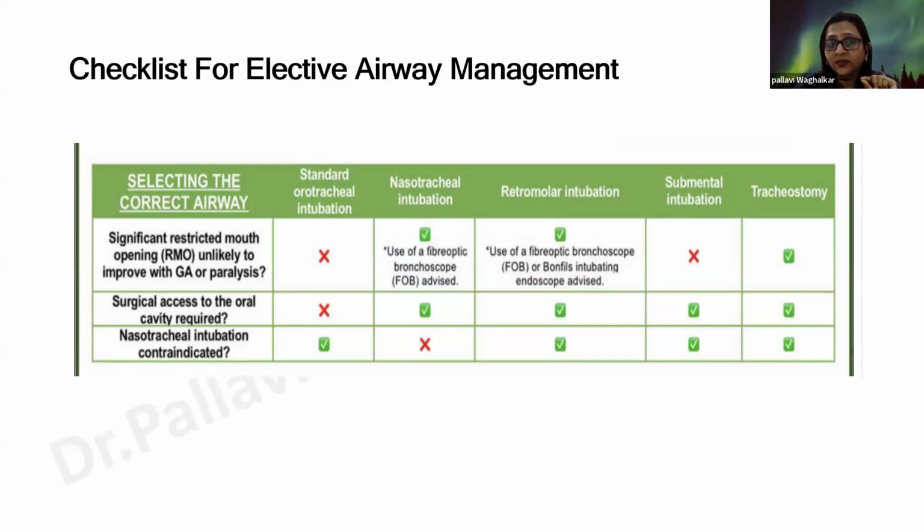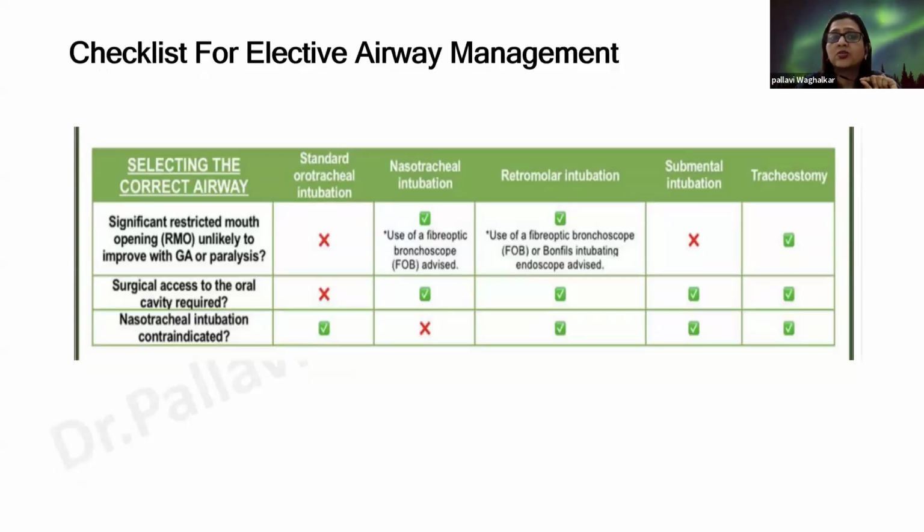Then we have to see the second factor, the surgical access required in the oral cavity. Obviously, oral intubation is not possible. We can consider nasotracheal intubation, retromolar intubation, submental intubation or tracheostomy. If mouth opening is adequate, we can put an oral tube and go back to retromolar. Nasotracheal intubation is possible, but if it is contraindicated, such as in skull base fracture, then nasotracheal is out. So in these cases, we might have to put an orotracheal tube and go to a retromolar or submental approach. And lastly, if nothing is possible, then we have to consider tracheostomy.